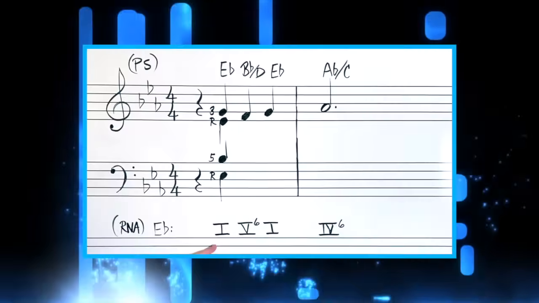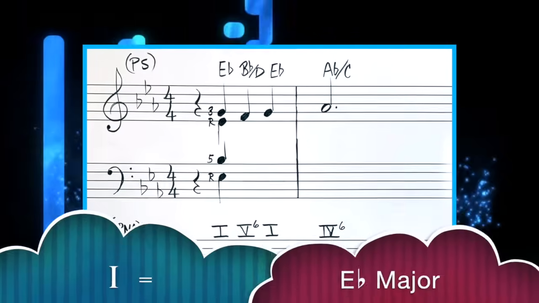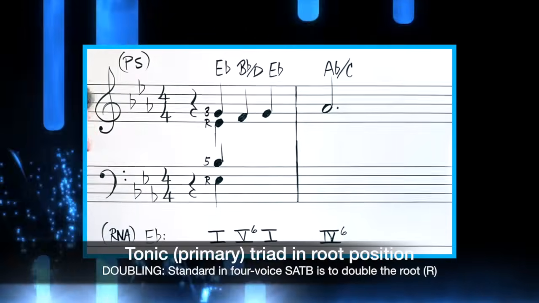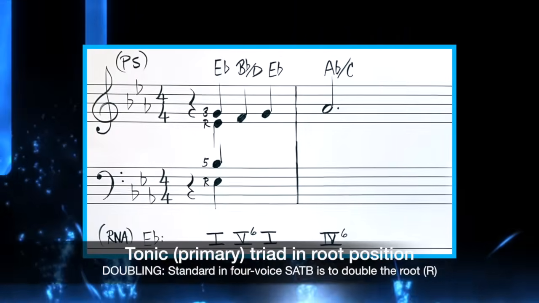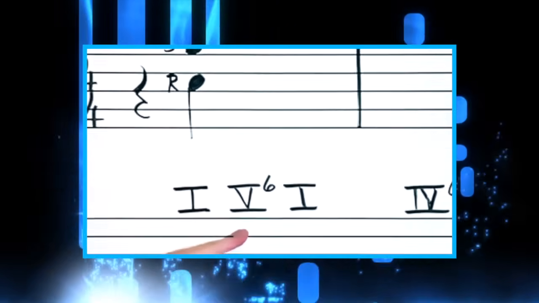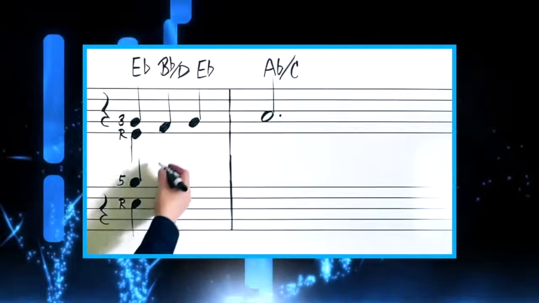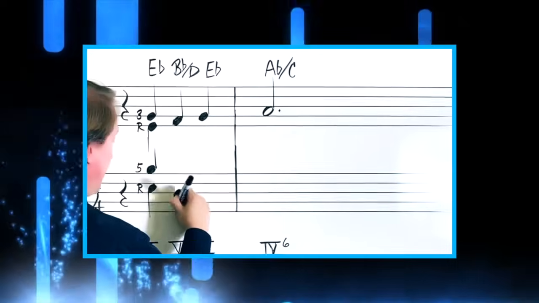Let's start with a tonic triad in root position. Recall that the standard procedure is to double the root, which we've done. Thus we have 2 roots, 1 third and 1 fifth. The next chord is the dominant triad in first inversion. It's a B flat major triad with a D in the bass, the 3rd. So let's sketch that in.